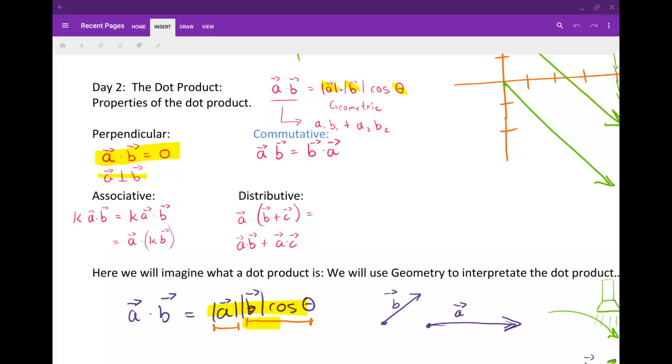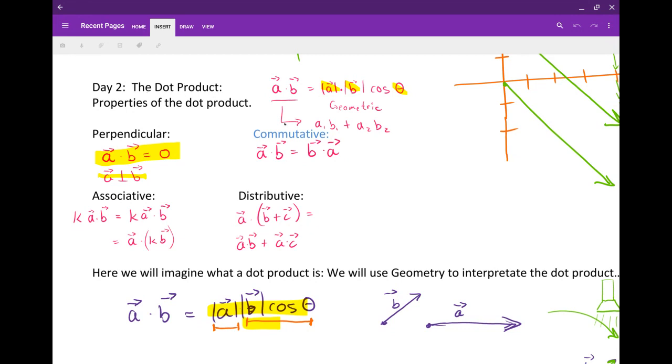This is part one of vector dot product. I've already got the notes filled out here, and I just wanted to go through and let you see what we're looking at here. So we've got the dot product, right?